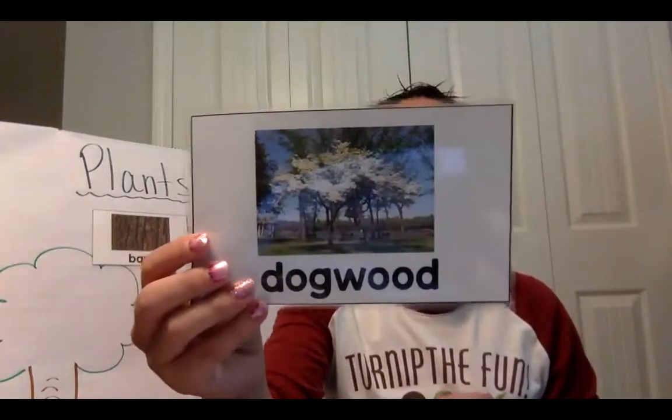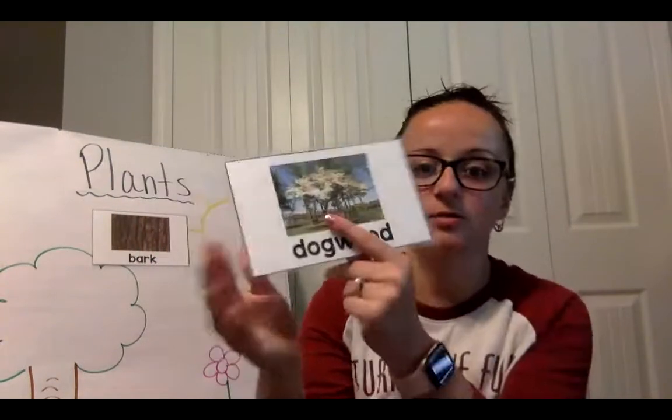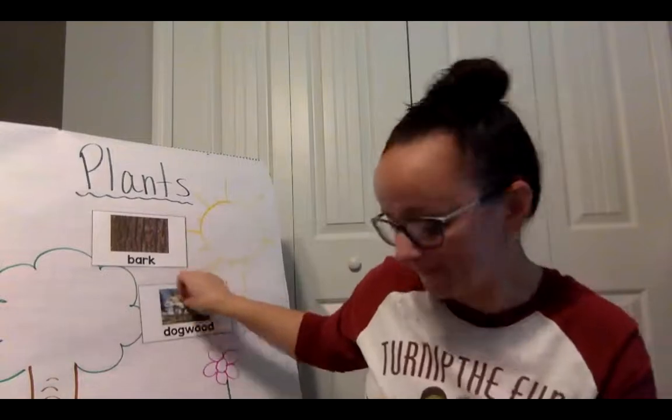The next one we have is dogwood. So this is Poppleton's type of tree. This is the tree that he's planting that we're going to learn about. So it is a special type of tree.